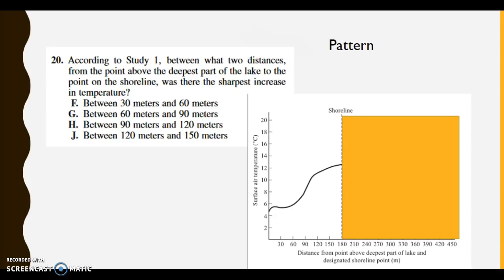So between 30 meters and 60 meters is here. Between 60 and 90 meters is here, which is a little steeper. Between 90 meters and 120 meters is here, again a little steeper. And between 120 meters and 150 meters is here, and we're back to a very shallow slope. So our answer choice here is H, because that's our steepest line.